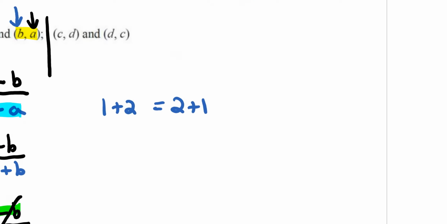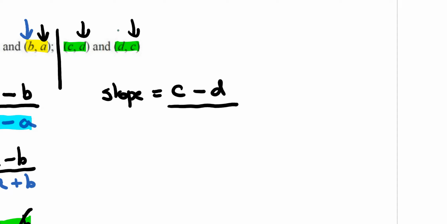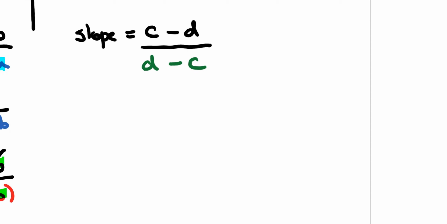Now we're going to do a similar thing with the next 2 points. The next 2 points are C, D and D, C. So if I want to find the slope here, it's going to be y2, which is C, minus y1, which is D, all over x2, which is D, minus x1, which is C. So a similar kind of problem here. Let's go ahead and work on the algebra.